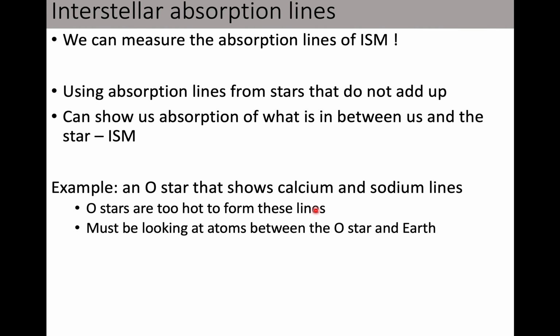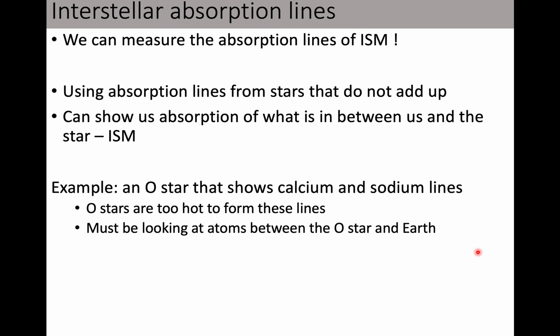So, how do we measure this ISM? Okay, we can see it, we can map where it is, we can look at the interstellar extinction, but how do we actually learn anything about it? We can use absorption lines.